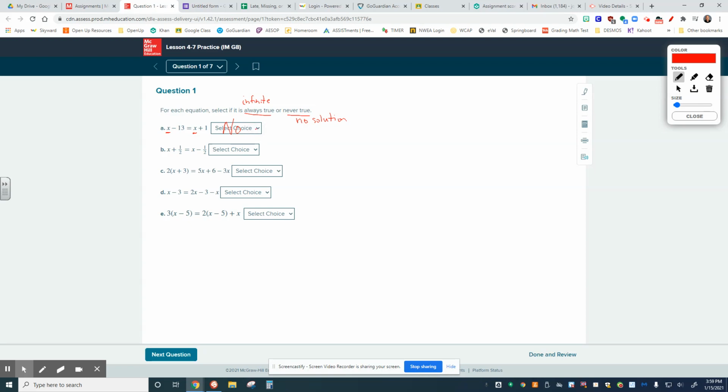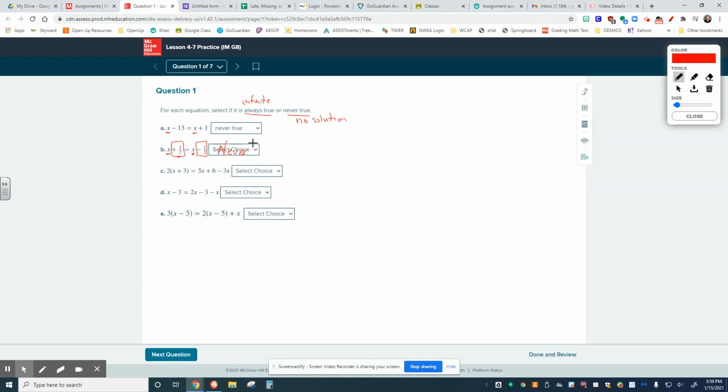Let's see what those options are. And we see that that one is, let's go ahead and clear that so we can see it. This one is never true. Okay, so that's what we're looking for, never true or always true. When we look at the next one, we're looking again at the constant values. The coefficients of x are both 1, so x is going to be equal. But here on the left, we're adding a half, whereas on the right, we're taking away a half. So that tells me right now that this one again is also never true.